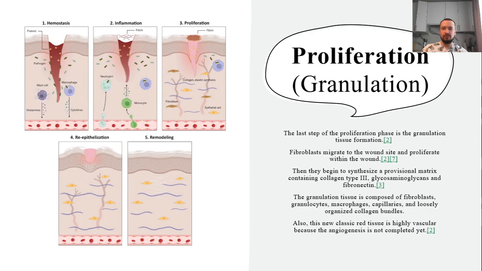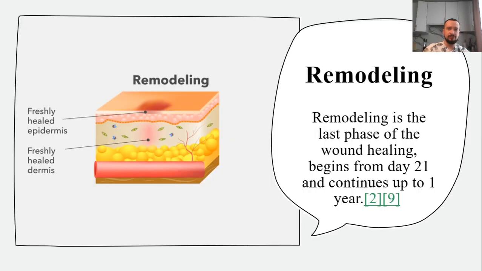The last step of the proliferation phase is the granulation tissue formation. Fibroblasts migrate to the wound site and proliferate within the wound. Then they begin to synthesize a provisional matrix containing collagen type 3, glycosaminoglycans, and fibronectin. The granulation tissue is composed of fibroblasts, granulocytes, macrophages, capillaries, and loosely organized collagen bundles. Also, this new tissue is red and highly vascular because angiogenesis is not completed yet.